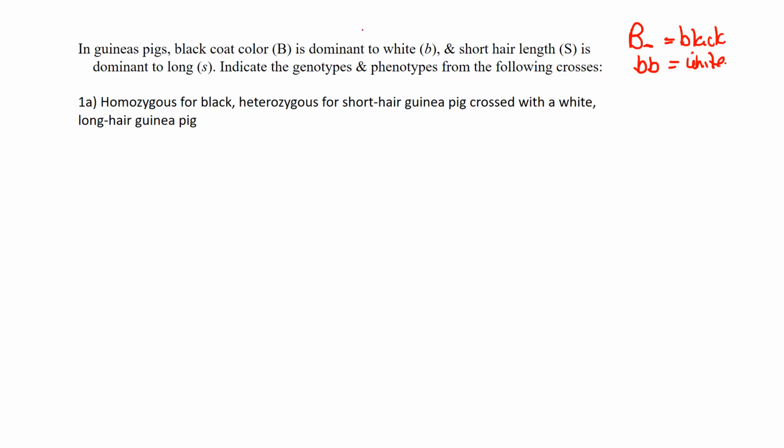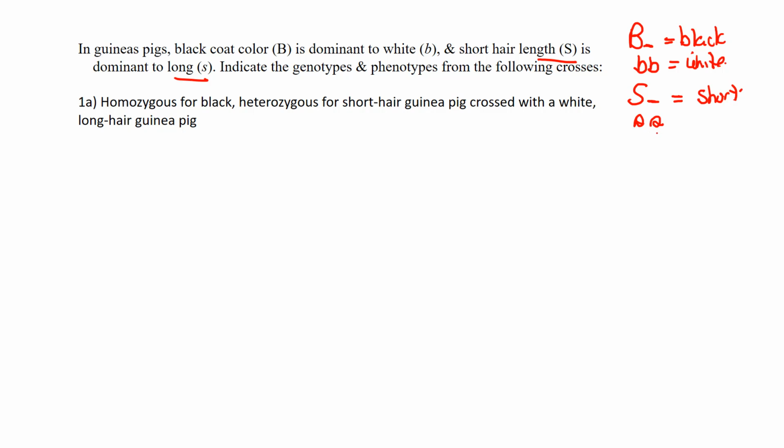But that's one trait. Now they're showing us another trait. They're saying hair length is the other trait. So short hair is dominant to long. So capital S, doesn't matter what that other allele is, this will always be short. And the only way that we can have long hair is if I have two little s's.